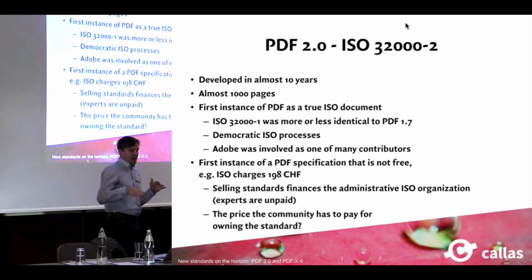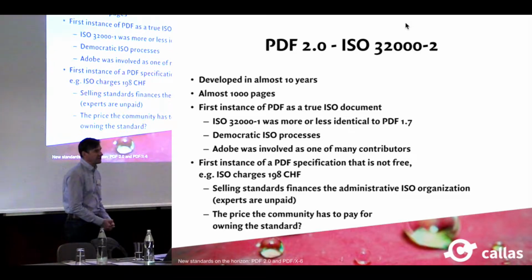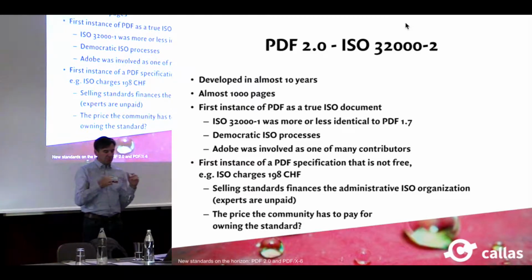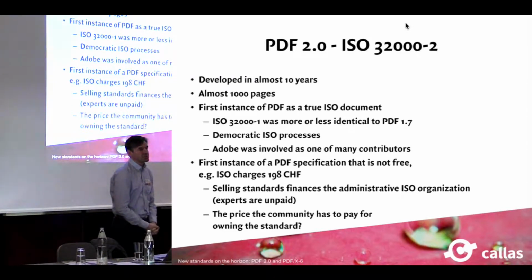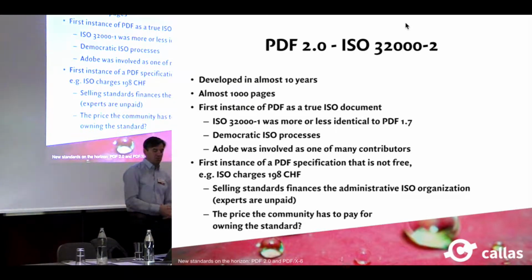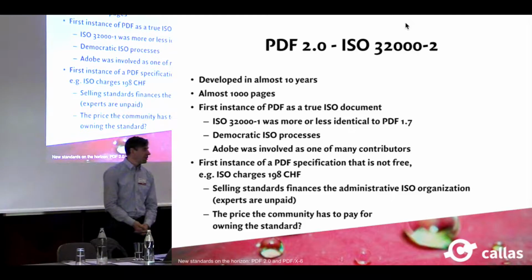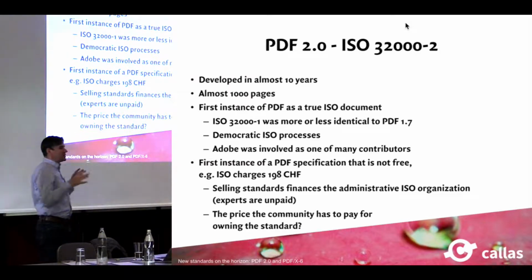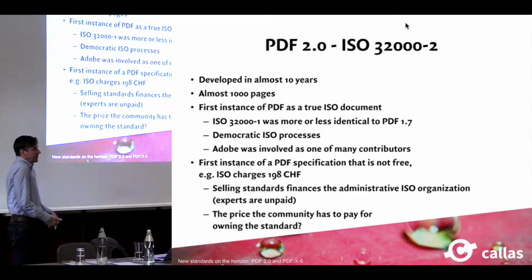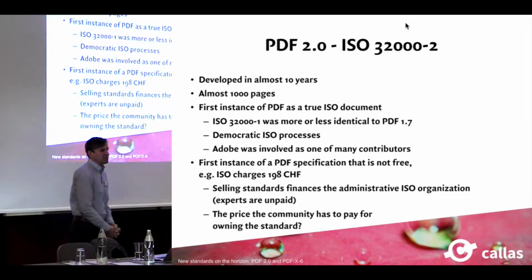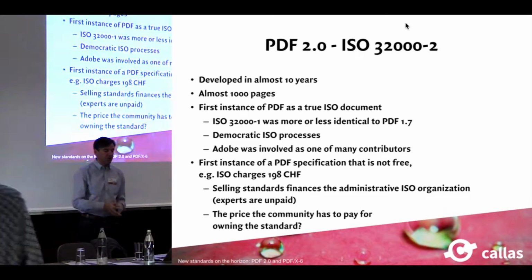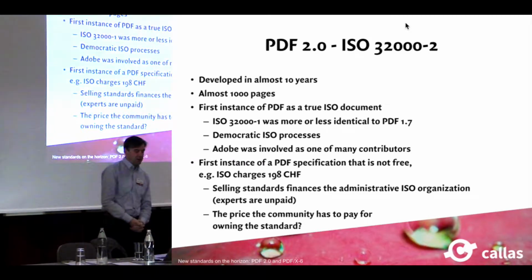So the previous version, ISO 32000-1, was more or less some translation from PDF 1.7 that was being published by Adobe to ISO, and this is a much more severe conversion of that document. And also, Adobe in this process was just one contributor amongst others. So there were many people in the room and everybody had the same vote. So it was really a process controlled by ISO and not by Adobe.